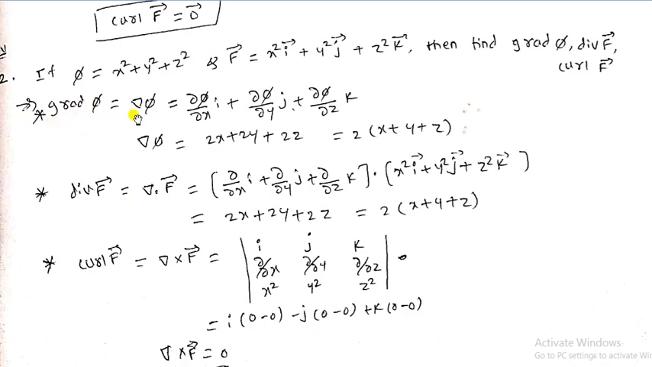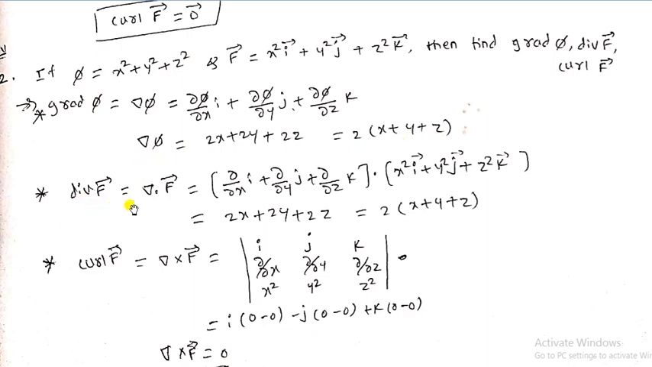Grad phi is denoted as del phi, and del phi means dou phi by dou x i plus dou phi by dou y j plus dou phi by dou z k. So differentiate phi with respect to x, y, z partially. With respect to x, 2x, with respect to y, 2y, with respect to z, 2z here. So 2 is common: 2 into (x plus y plus z), that gives the grad phi.